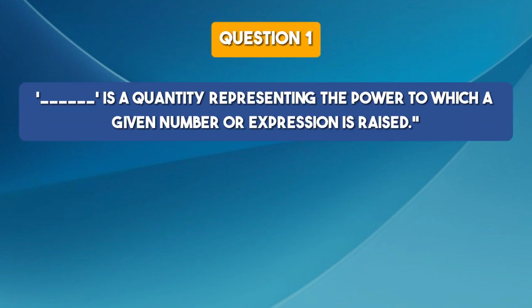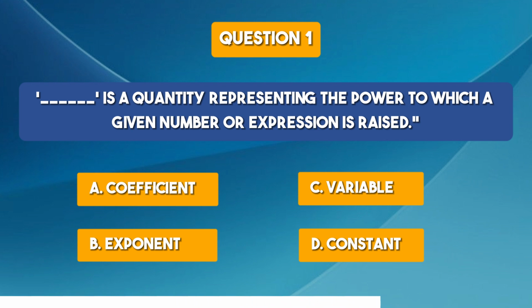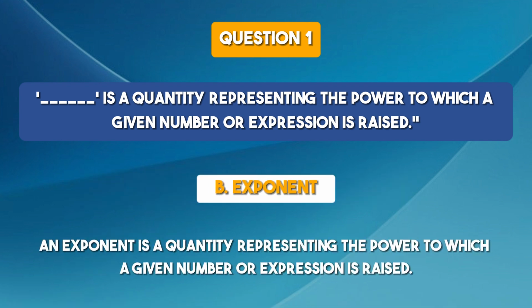Let's get started. Question 1 is a quantity representing the power to which a given number or expression is raised. The correct answer is B, exponent. An exponent is a quantity representing the power to which a given number or expression is raised. On to the next one.